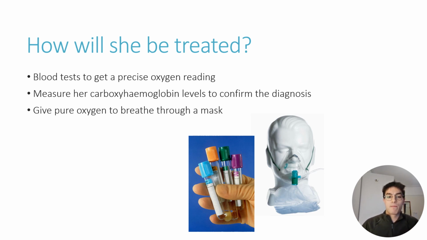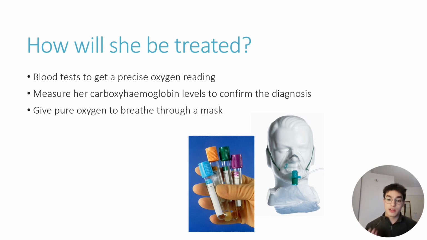Besides getting that blood test, you'll also send off a second blood test, which is to measure directly the level of carboxyhemoglobin. That's going to confirm your diagnosis, whether this is carbon monoxide poisoning, and then you can treat it just like that.